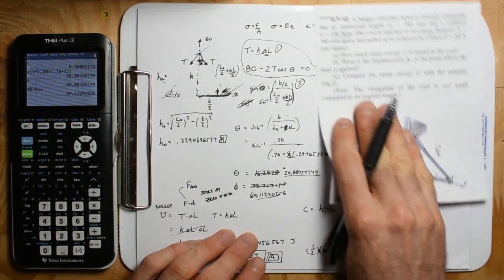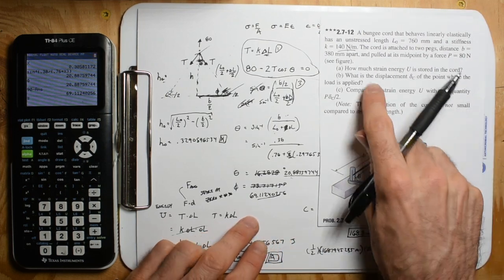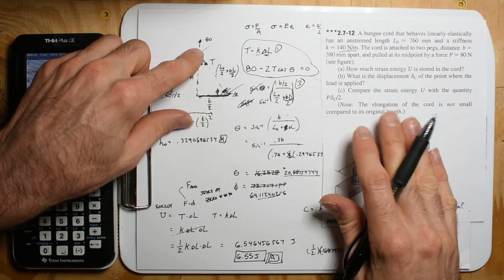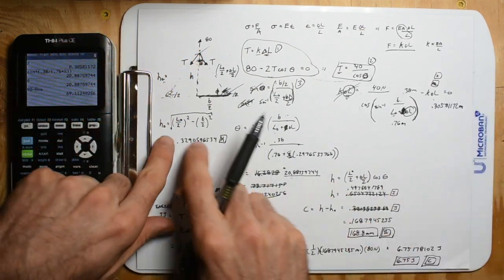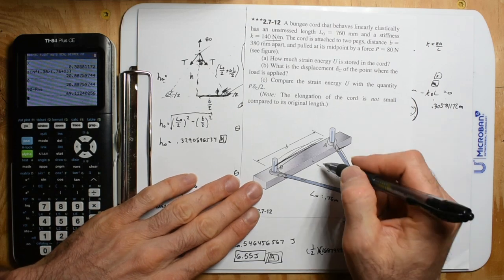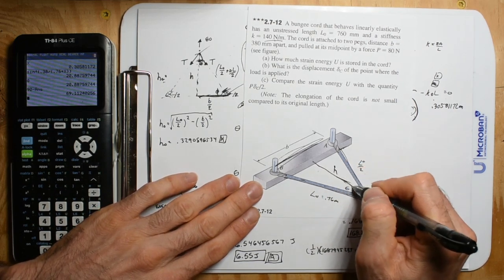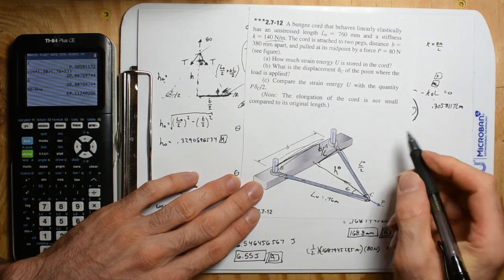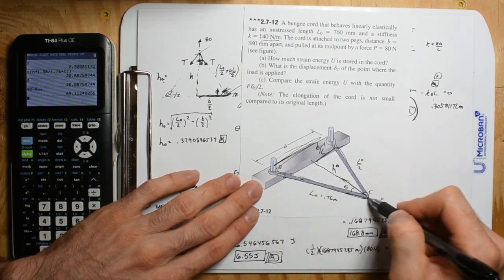Okay, what is this problem asking? It says, first, what's the displacement of the original point? This is where you don't want to forget about Pythagorean's theorem. In the initial, I'm going to call this h, or h naught, the initial height. Then we have b divided by 2, and we have L naught divided by 2, the total length divided by 2.